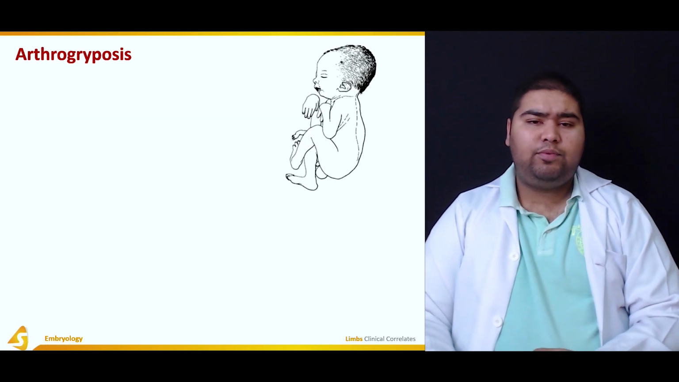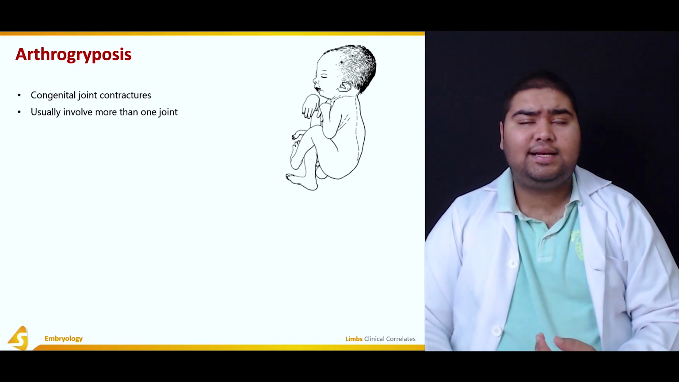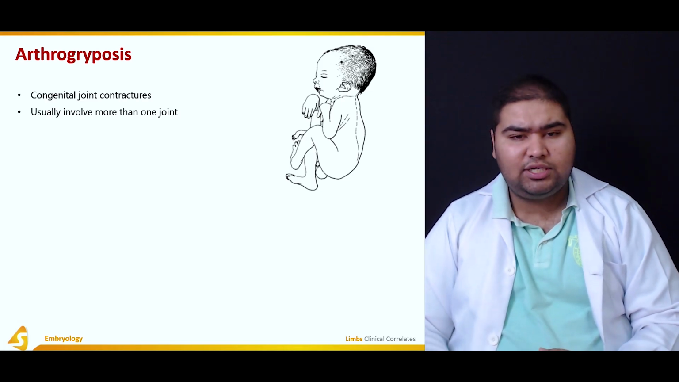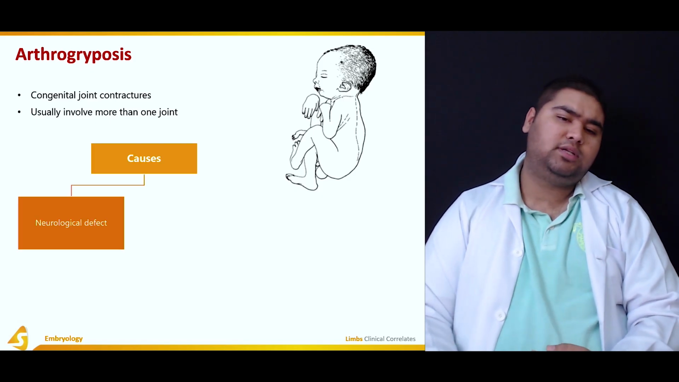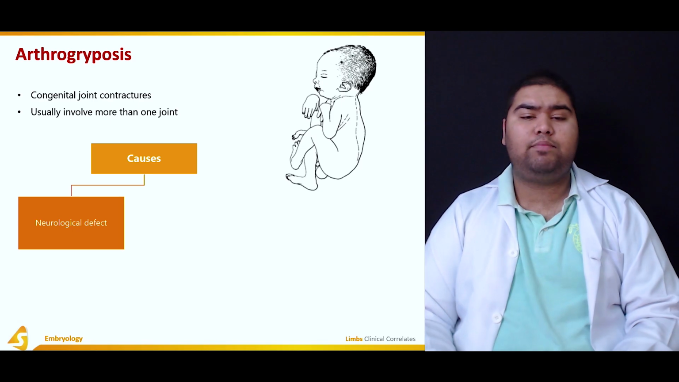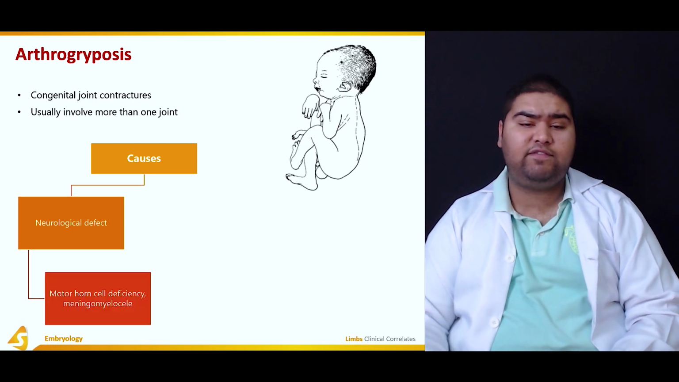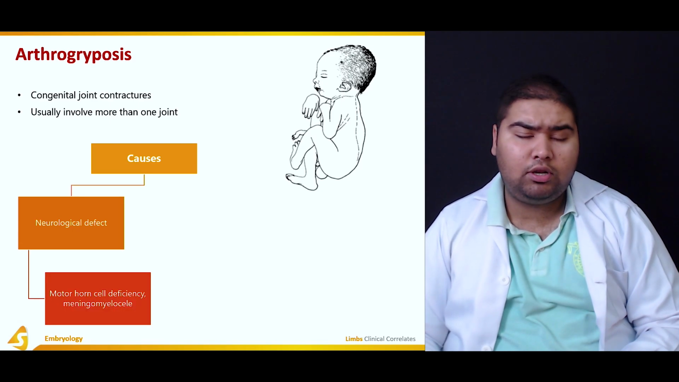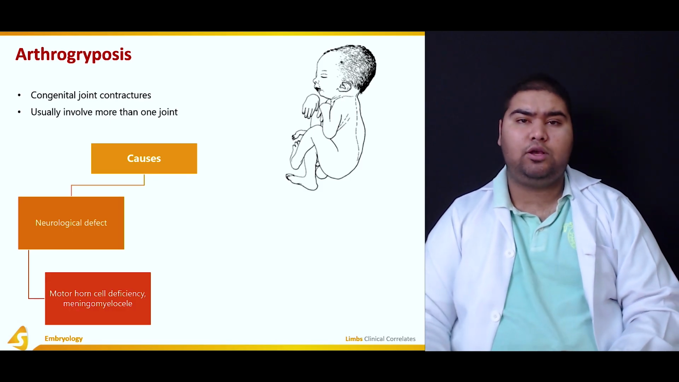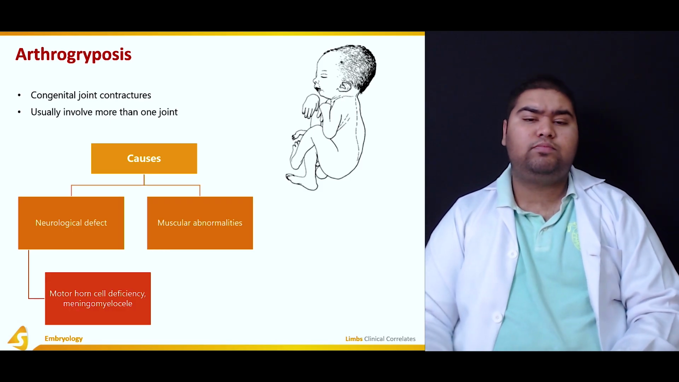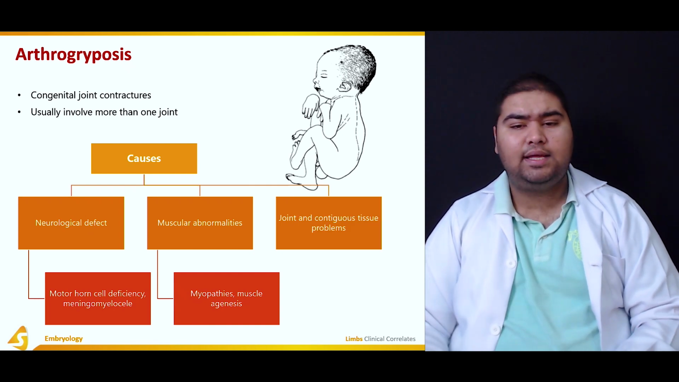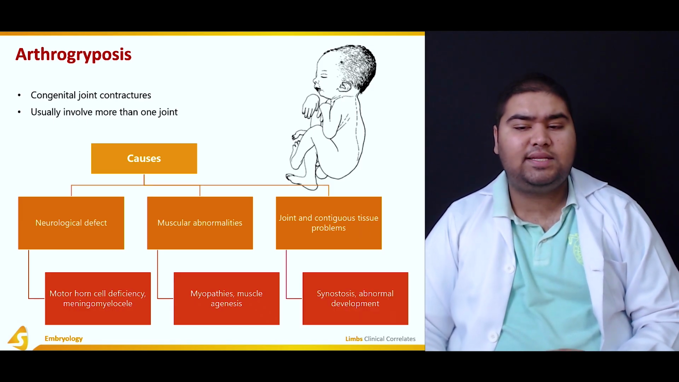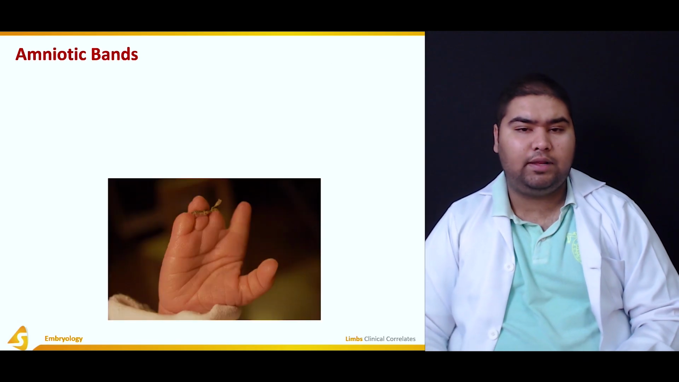So arthrogryposis is congenital joint contractures. It usually involves more than one joint. There are multiple causes for this. It can be due to a neurological defect, which may be a motor neuron cell deficiency or a meningomyelocele. It can be due to muscular abnormalities like myopathy and muscle agenesis, and can be due to joint and contiguous tissue problems like synostosis and abnormal development.